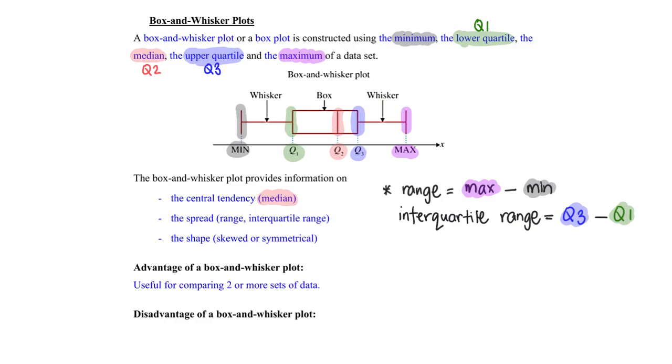So what is the advantage? It is useful and it is fast for us to compare 2 or more sets of data because it is relatively easy to construct. However, it does not show the distribution in detail. So that is something that we should look out for, unlike a stem and leaf diagram, dot diagram, or even a histogram, which does show us the distribution in detail. Okay, so this is just a quick introduction to this box and whiskers plot.